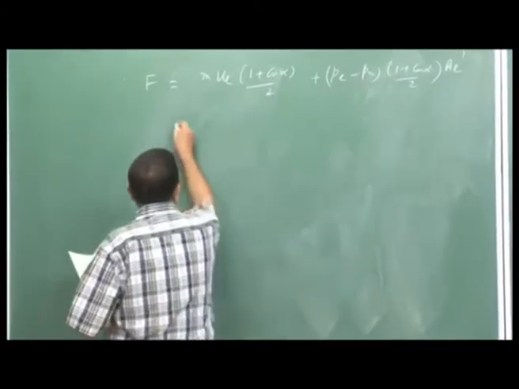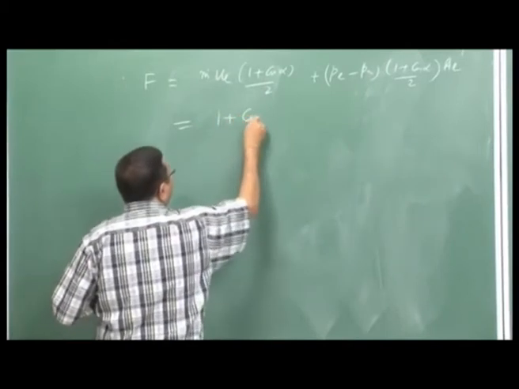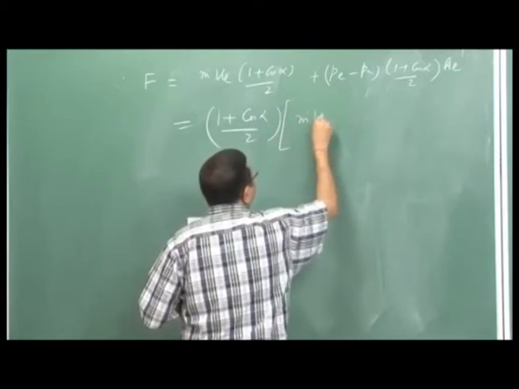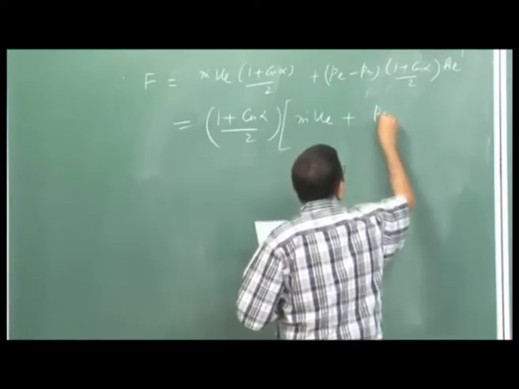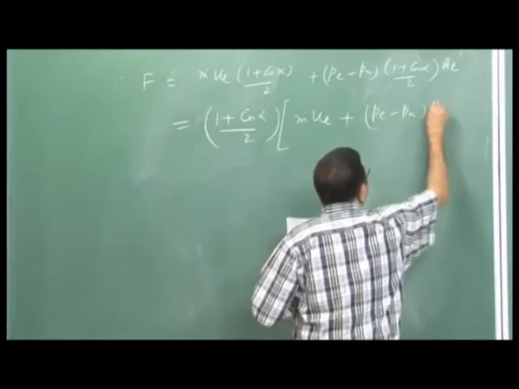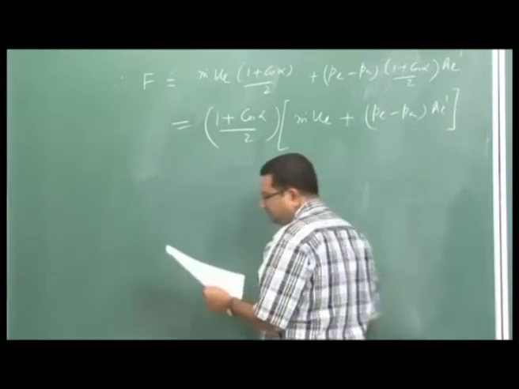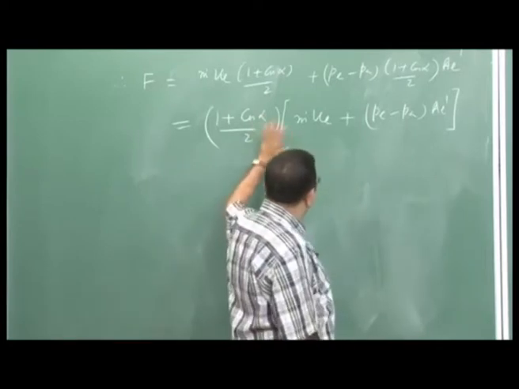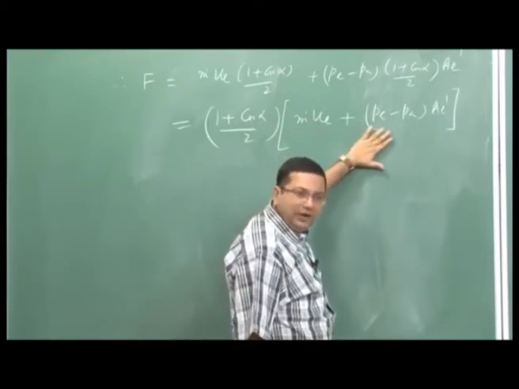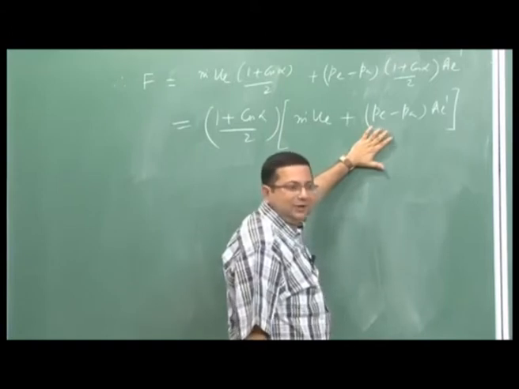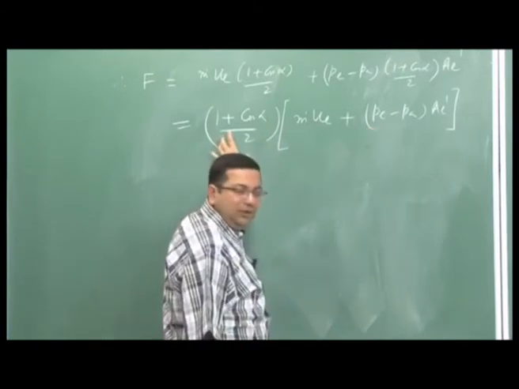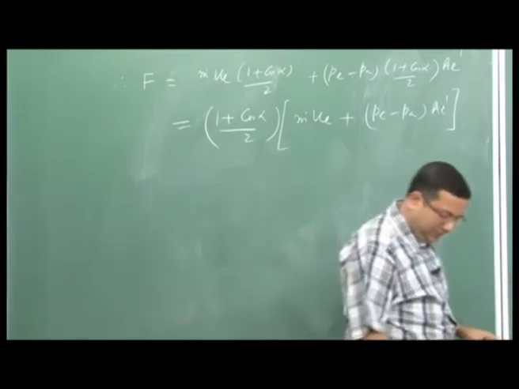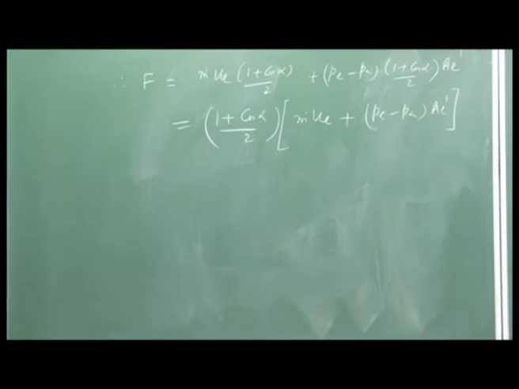Now, here I can take this common, this becomes equal to (1 plus cos alpha)/2 times [m dot u e plus (P e minus P a) times A dash]. Okay. So, look at the form. So far all our equations were actually this. Now, the only thing added is (1 plus cos alpha)/2. And where is this (1 plus cos alpha)/2 coming from? I will come to that.